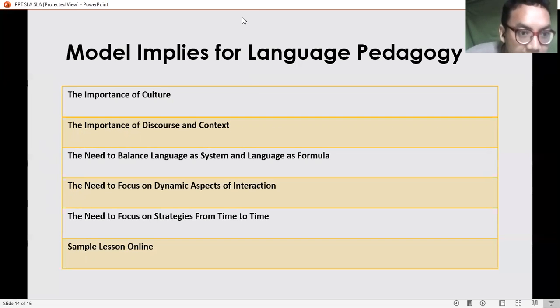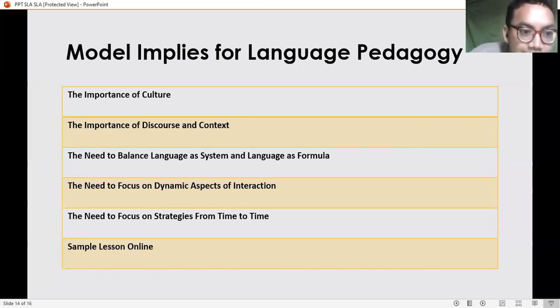And the third one is the need to balance language as a system and language as a formula. We all know that language is the key of communication, and we have to balance the system of language and language as formula. In English we have grammar as the formula in language, but the system in English is the communication. So we need to balance each other.